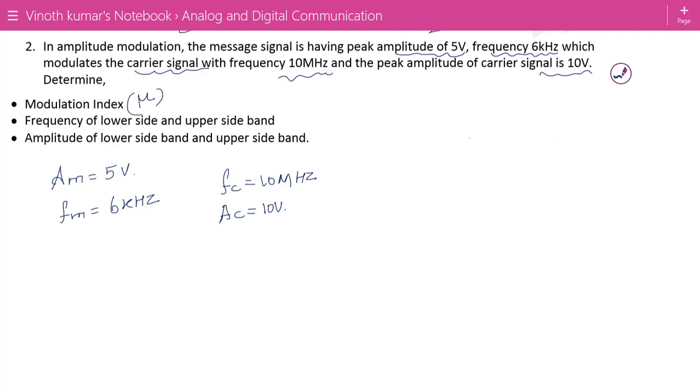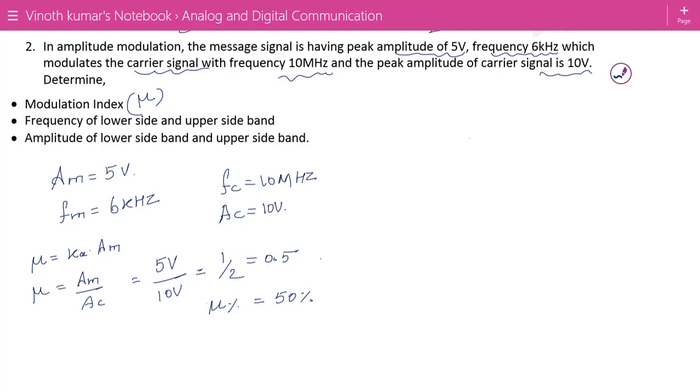So the modulation index is expressed as mu is equal to Ka into Am. Also we write this as Am divided by AC. So we know the value of Am and AC. Substituting the values here, Am is 5 volt and AC is 10 volt, which gives us 1 by 2, that is 0.5. So expressing the modulation index in percentage, it is actually 50%.